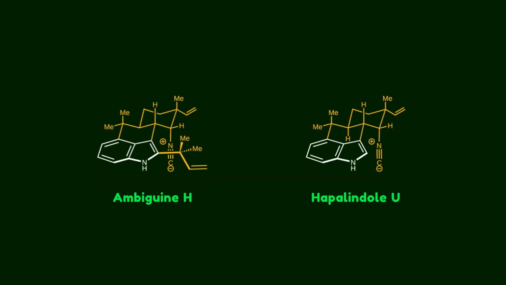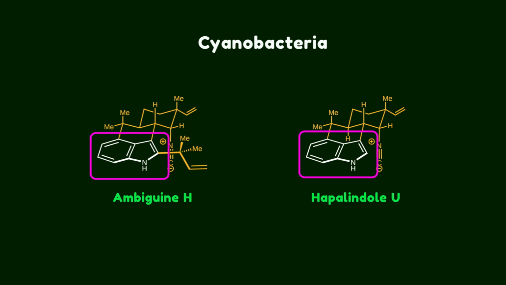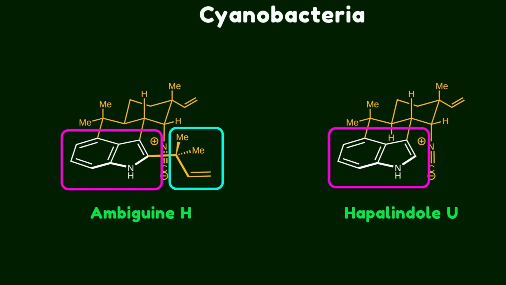Hapalindole U and Ambiguine H are structurally related alkaloids derived from cyanobacteria. As you see, both structures have an indole core, and the only difference is the presence of a substitution at the alpha position of the indole skeleton in Ambiguine.